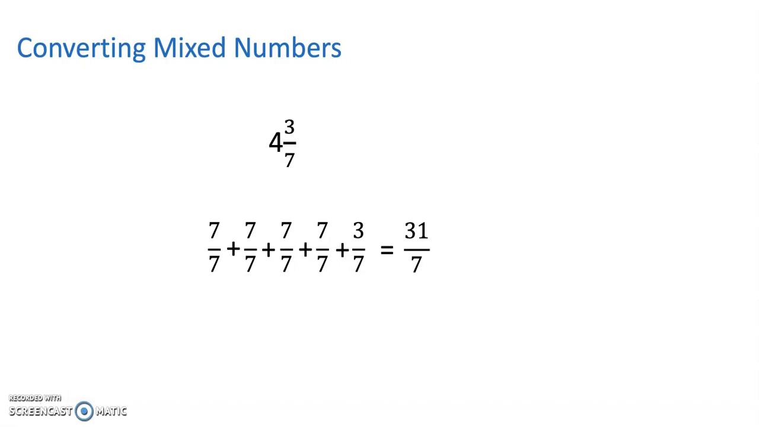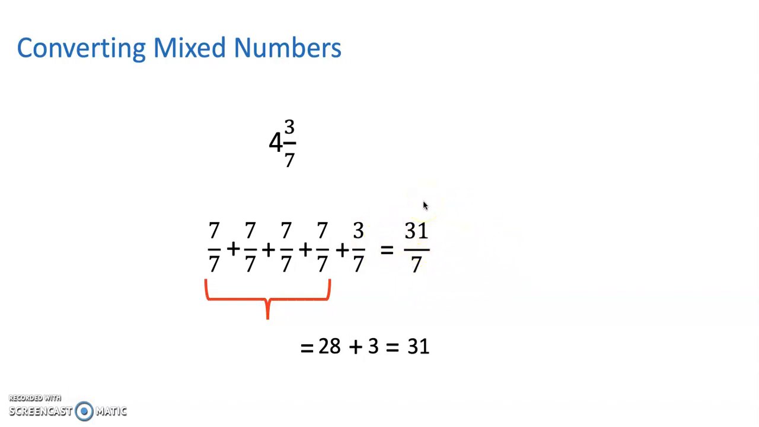Or a quicker way to think about it is to take our whole number value 4, multiply it by our denominator 7, and that gives us 28. Then obviously we've still got this other fraction here, 3/7, that we've not included. So we're going to add the numerator 3 to get 31, and that's where our fraction 31/7 comes from with a mixed number.